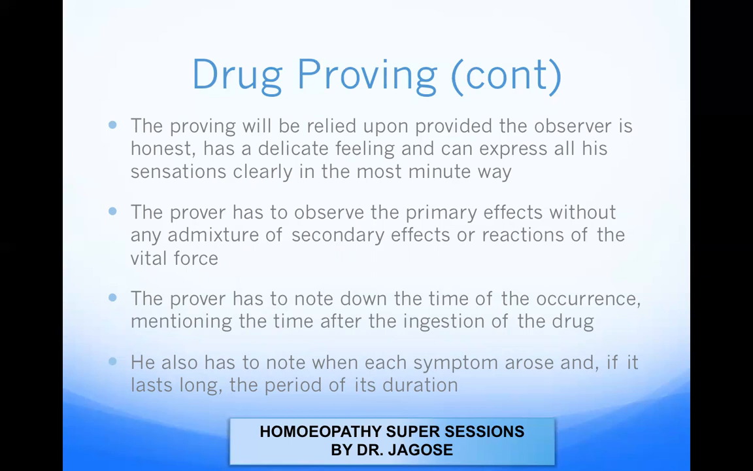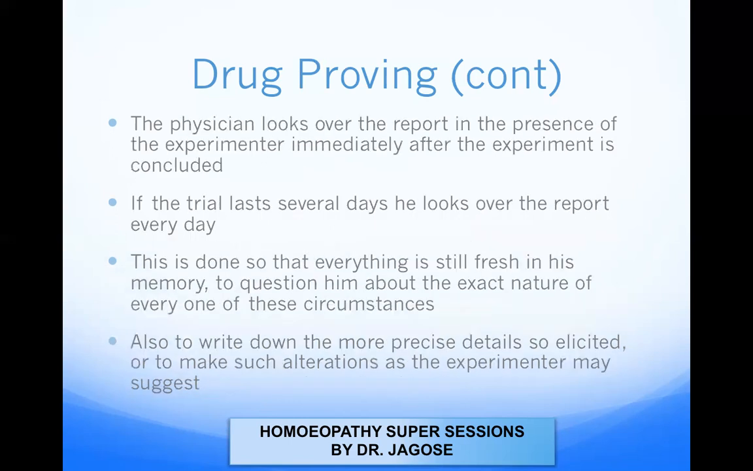The prover has to note down the time of occurrence, mention the time after the ingestion of the drug. So when the symptom occurred, what time it occurred, what time it disappeared, all this timing also has to be written down by the person who is proving the drug. He also has to note when each symptom arose and if it lasts long, the period of its duration. So how long one symptom lasted, what was its duration, all that also has to be mentioned.